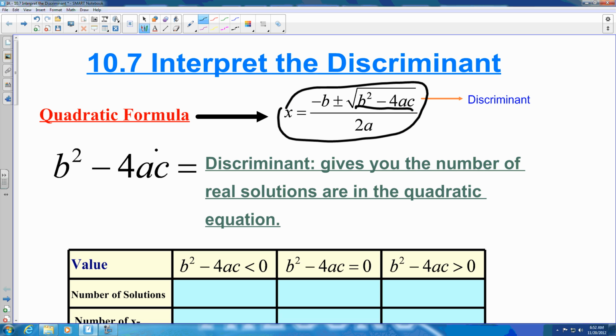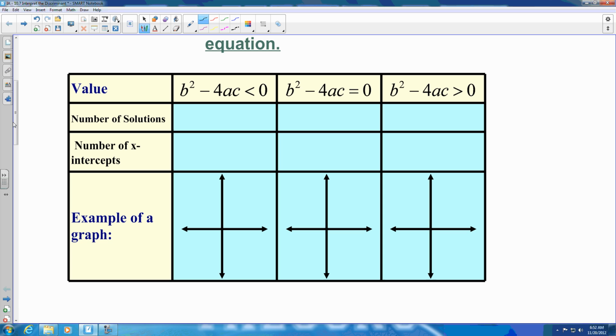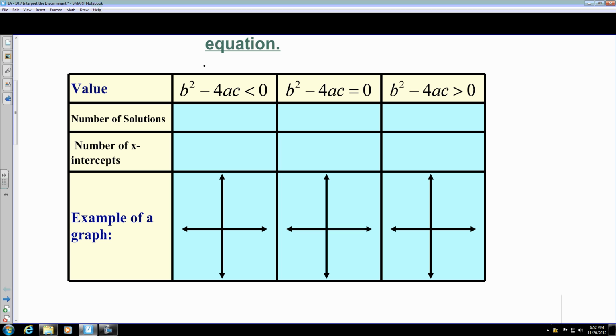the b squared minus 4ac. And what makes it so important is it tells us the number of real solutions that are in the quadratic equation. So let's scroll down. And this chart here tells us if we're given a value for our b squared minus 4ac that's less than 0. So say that I'm given a value, for example, like -8.